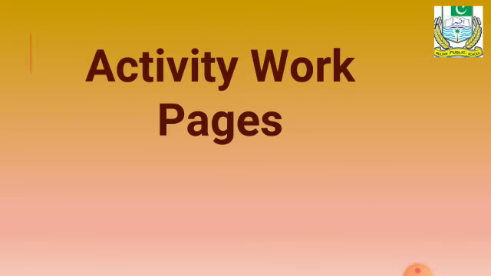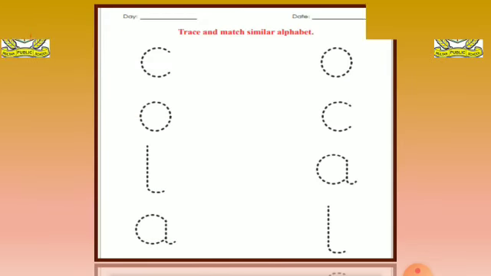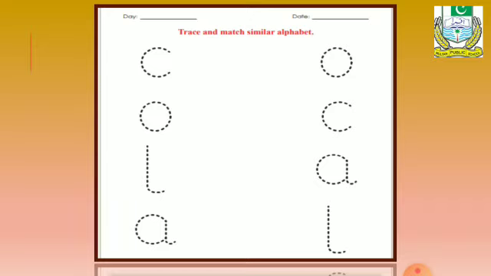Okay, tiny tots, now we will be doing activity work pages. Let's see what activity work pages we are doing today. We are on page number 43 of Junior Montessori book level 1, and here day is mentioned and date is mentioned. We are going to fill in day and date, and the heading says trace and match similar alphabet. So let's trace the alphabets first.